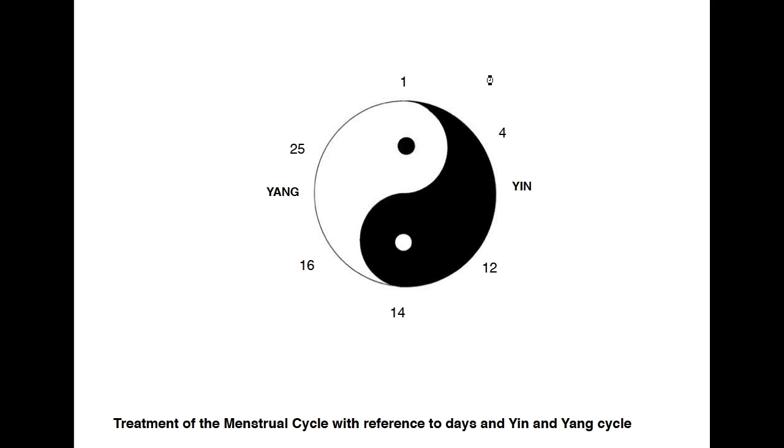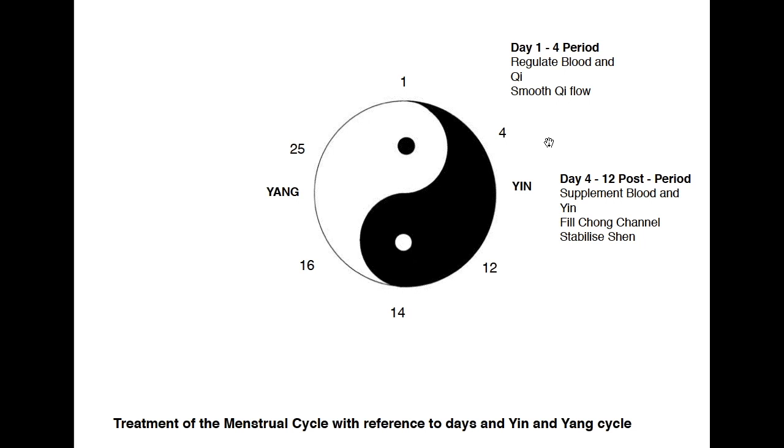And you'll see now, I'll just click these things. Okay, so in the first days during the period, we really want to regulate the blood and the qi. So you'll be doing things like regulating the blood and the qi flow, probably using the liver and the kidney channels. The idea is to keep the blood flowing smoothly. If there's any dysmenorrhea where it's stopping and starting, just cramping that goes on into the period, that's when you'll be doing that.